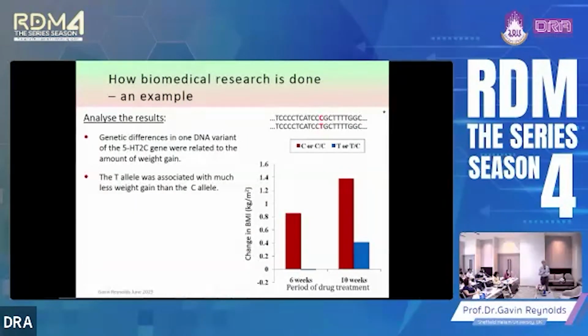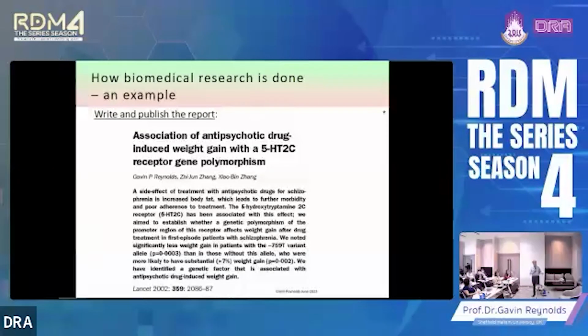And what we found was that genetic differences in one gene, in one variant of the 5-HT2C gene, this is a single nucleotide polymorphism, or SNP as it's called. A C changes to G in some people. And here we have the results that people with a C allele increase in body weight substantially, a change in BMI of over 1 after 10 weeks treatment. But if you have a T allele, you show very little weight gain. So very happy with that result, and we eventually published it.